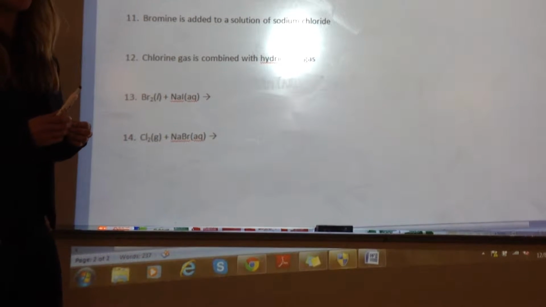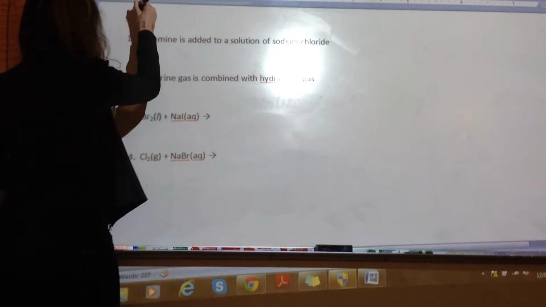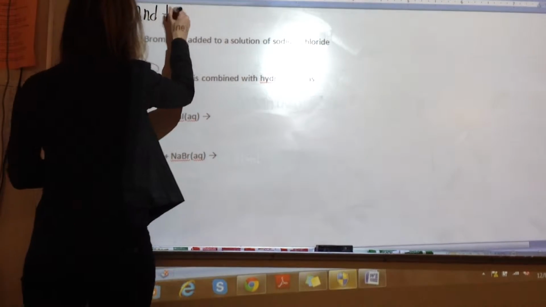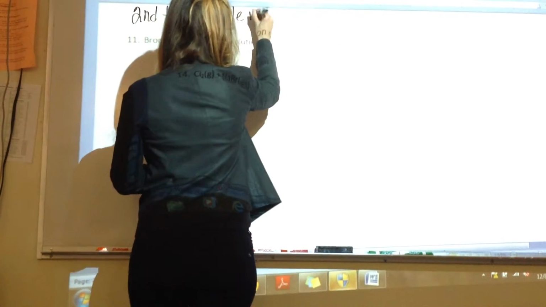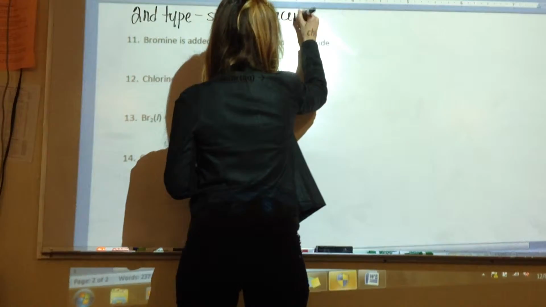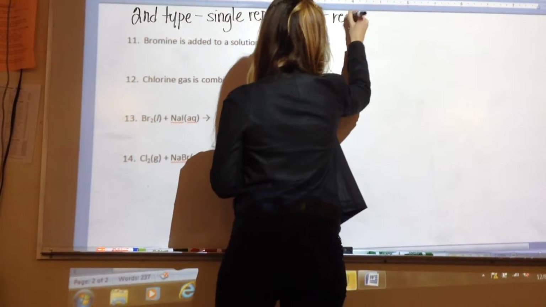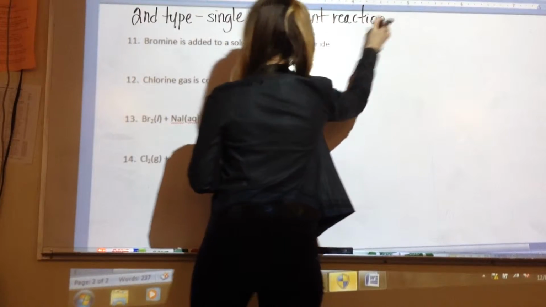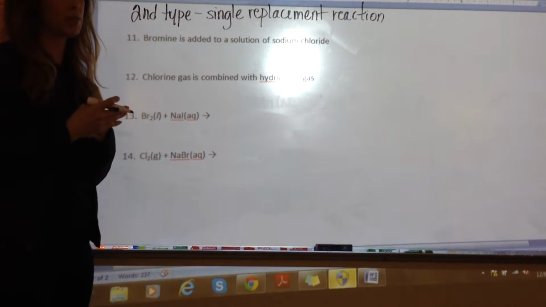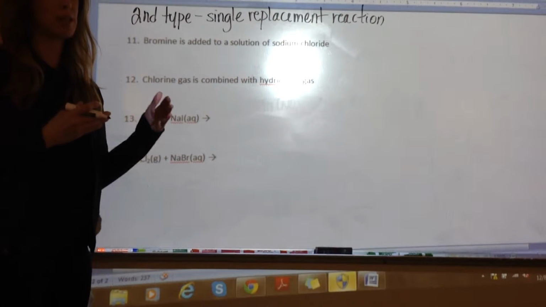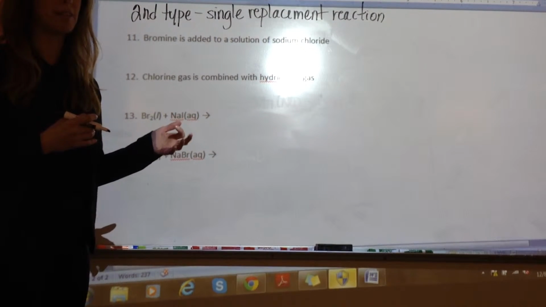All right, the second type of single replacement reaction is when you have a lone nonmetal attempting to switch places with a compound that contains another nonmetal. Those nonmetals are going to be halogens.